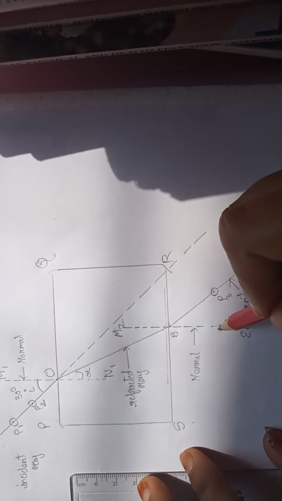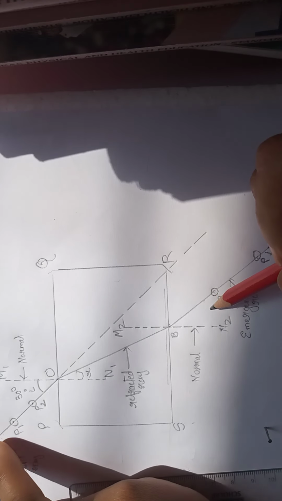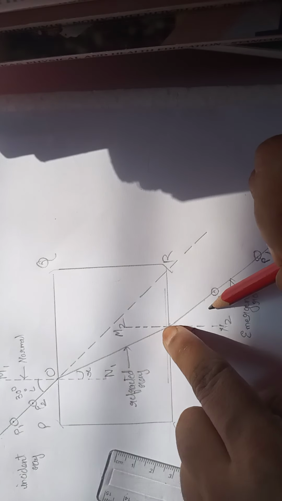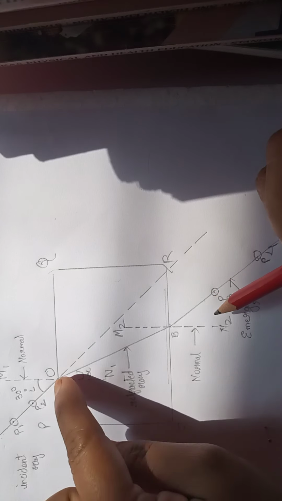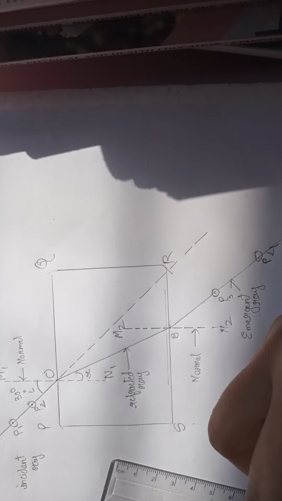Okay, this is also normal, and see, the incident ray came from the rare medium, entered the denser medium, and again it came to the rare medium. At each point you can see that the light ray is changing its angle slightly. That is, when a ray of light travels from one transparent medium to another transparent medium, it changes its direction. That is known as refraction.